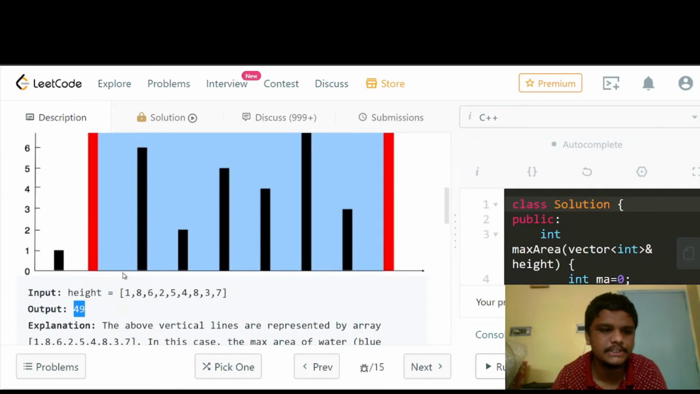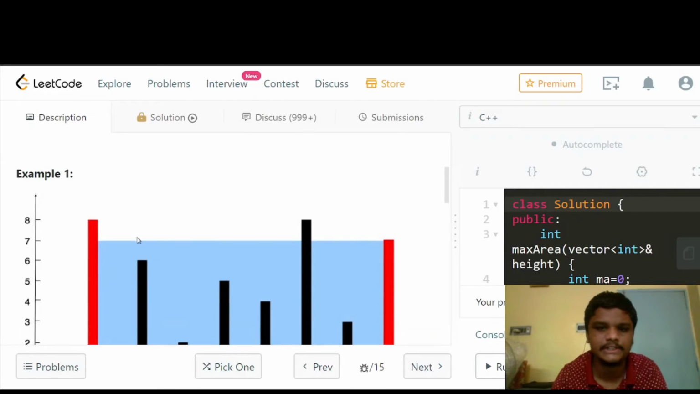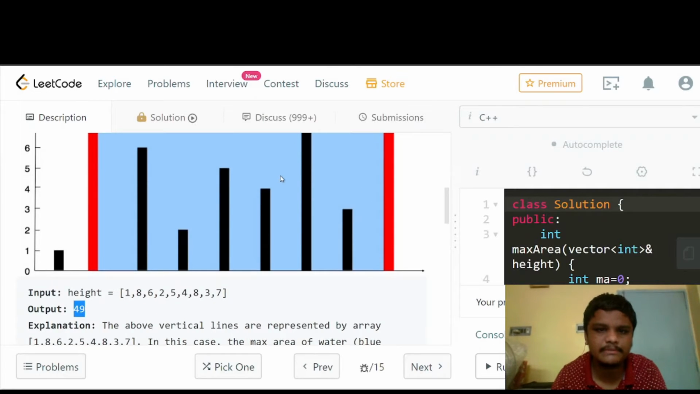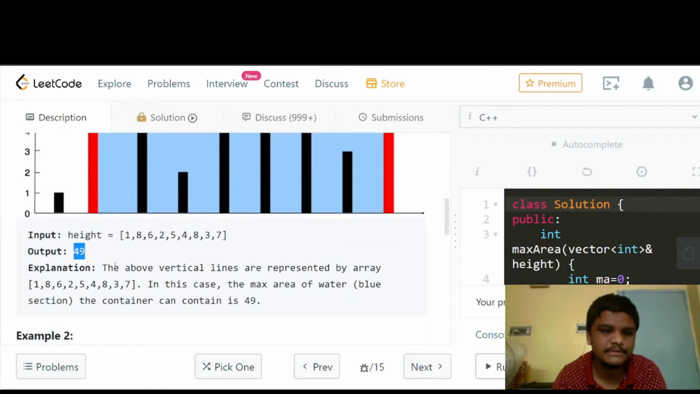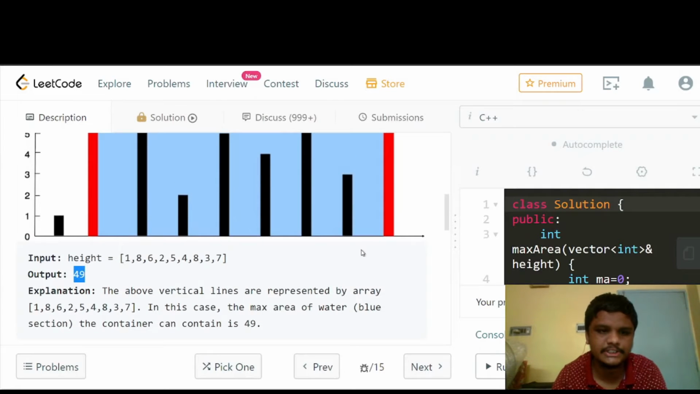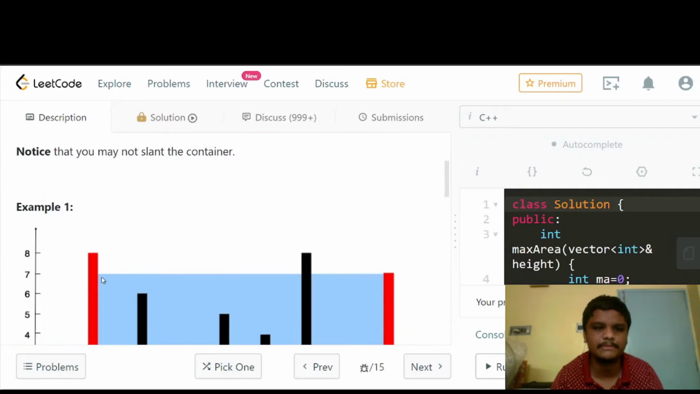The reason being that if we take this line and this line, this line's height is 8 and this line is 7. If we consider the minimum, it will be 7. Now 7 multiplied with 7, that is the distance between them, gives you 49. So now let's understand this question with more examples.